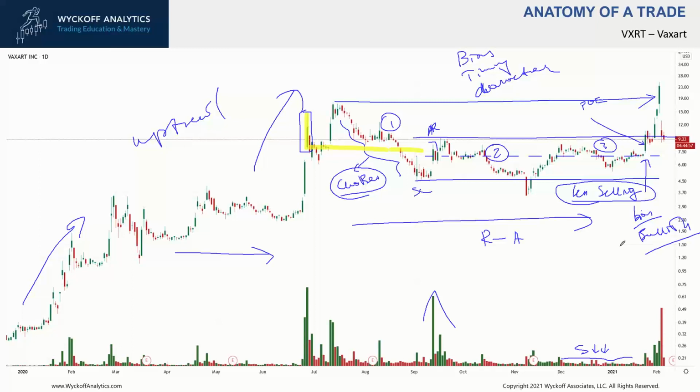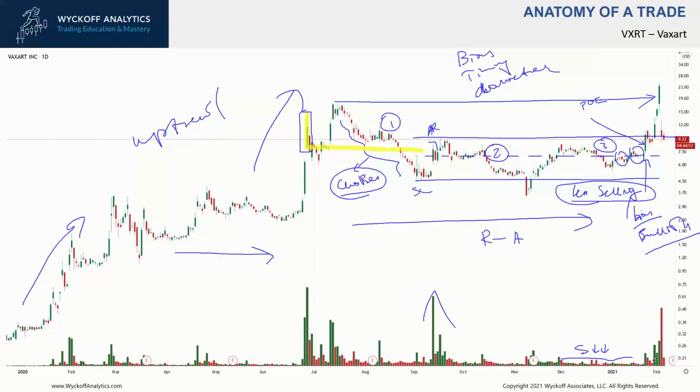And then the last question is, well, what's the timing for our entry? And one of the things that I like about this is those last two little attempts to push price down, volume picks up just a little bit on that last bar, that one you're circling right there, nothing happens.